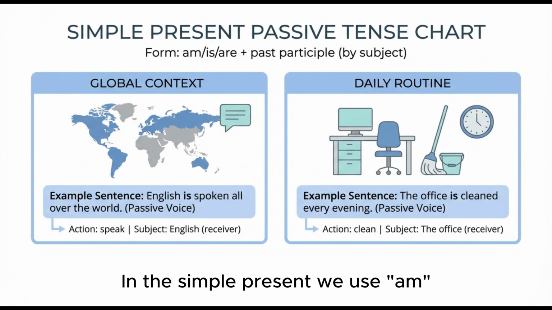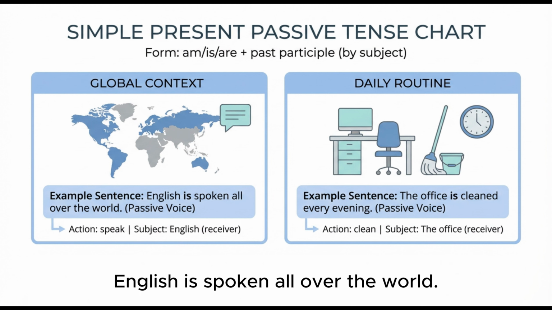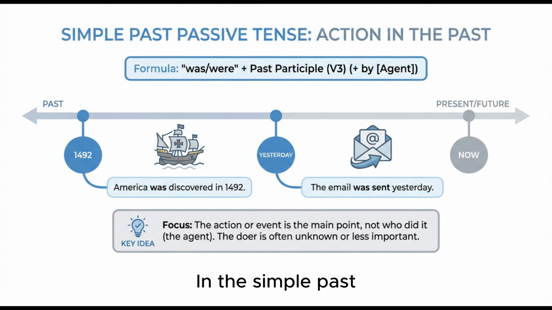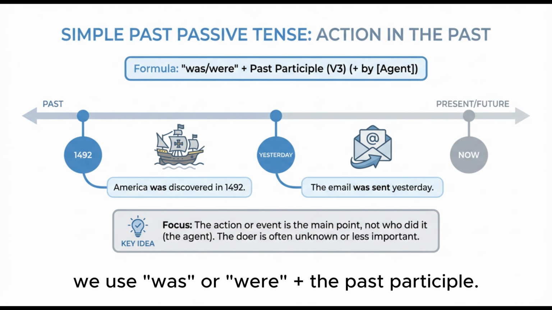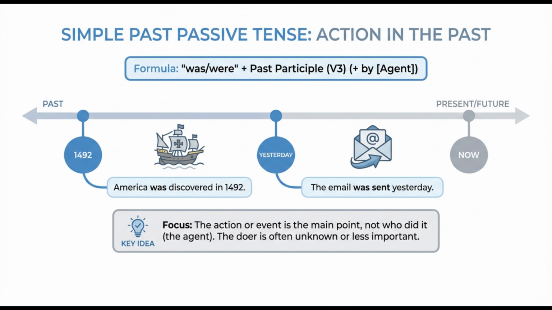In the simple present, we use am, is, or are plus the past participle. English is spoken all over the world. The office is cleaned every evening. In the simple past, we use was or were plus the past participle. America was discovered in 1492. The email was sent yesterday.